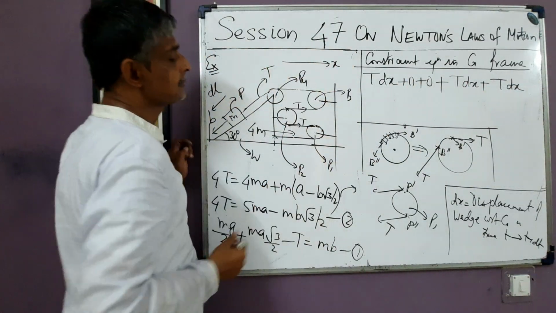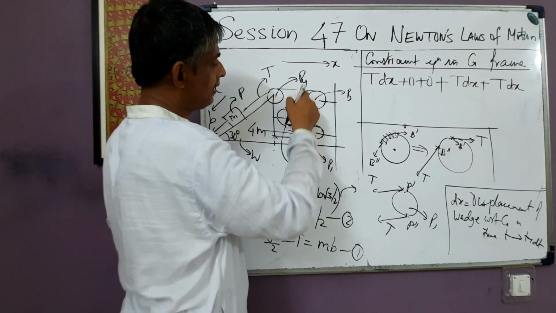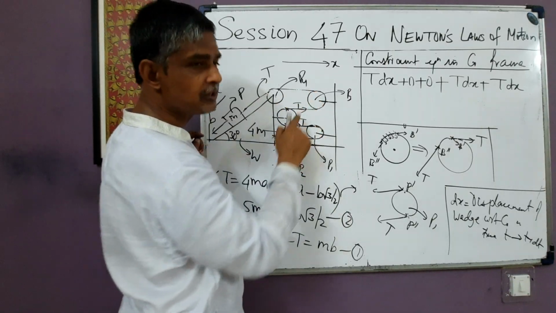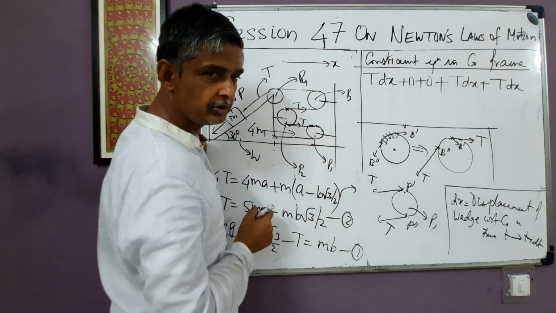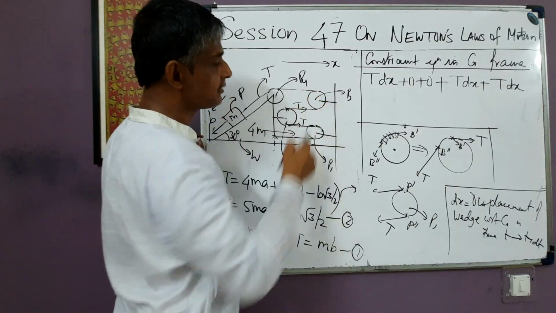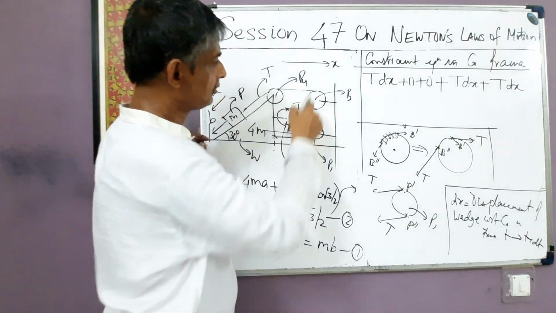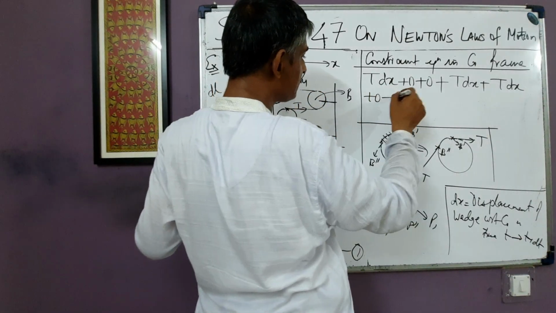Now take these 2 points. Now this string exerts a force T effectively at 2 points of P3, at its topmost point and bottommost point. So these 2 points are at rest with respect to ground. So this will be 0. So work done will be 0 plus 0.